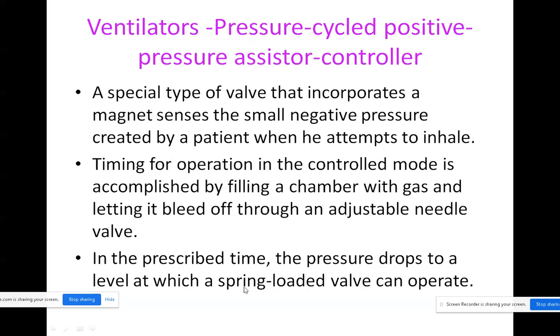So in the prescribed time, the pressure drops to a level at which a spring loaded valve can operate. Here you will be using the defined time. The time will be set previously to drop your oxygen through the valve, that is the spring loaded valve. Okay, a spring loaded type of valve is going to be used in the air path or airways of the lung tract.